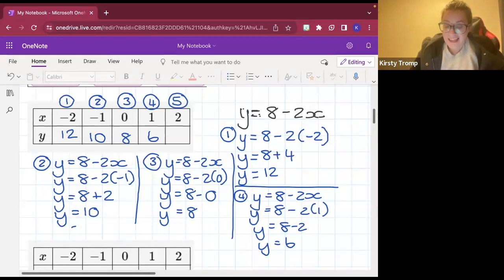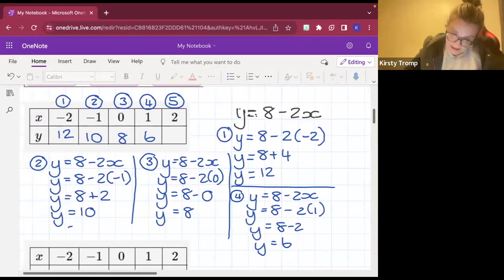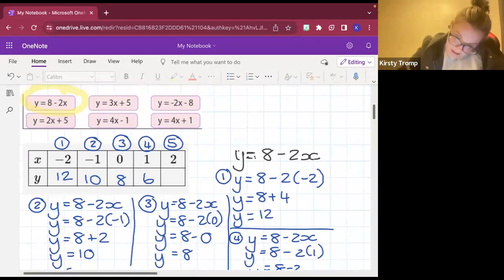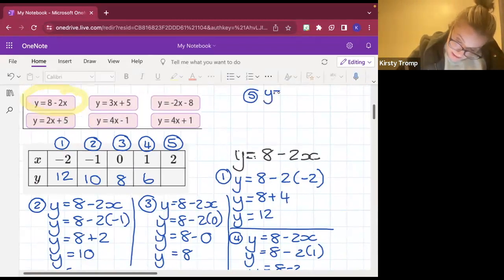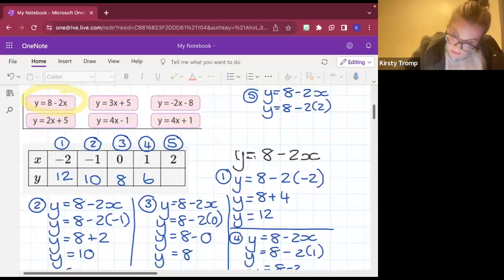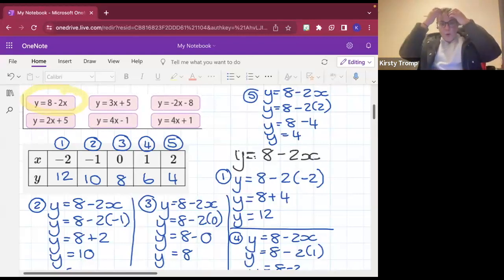Okay. Hopefully you've taken a screenshot of that, or actually let's do it on the side here so that we have some space. So I'm going to do equation number 5 up here. Hopefully you have some space on your page. Unfortunately, I don't have much space on my page. So number 5, y is equal to 8 minus 2x. So y is equal to 8 minus 2 times 2. y is equal to 8 minus 4. So y is equal to 4. All right.